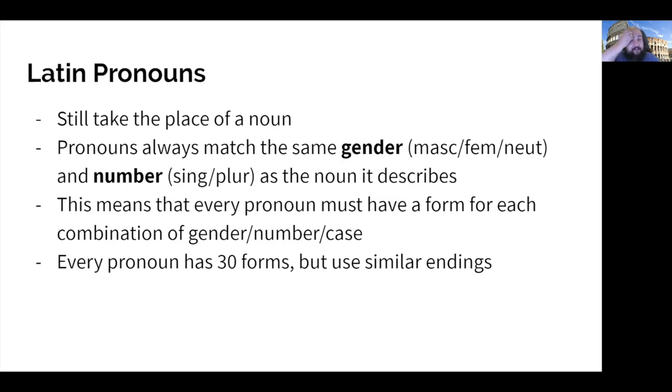Again, the pronoun doesn't have to be the same case as the noun it's referring to, because you can use that pronoun in any part of the sentence that it's in. So it's not restricted by the case of the previous noun. This means that pronouns end up having a lot of different forms, but as we take a look at these, they will use very similar endings. Now, the next part of this is just going to be a lot of different forms, so feel free to pause as necessary. Let's take a look.